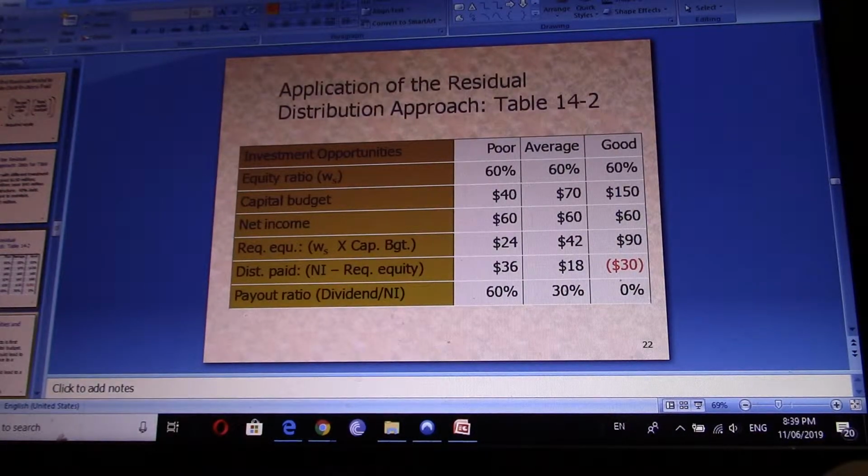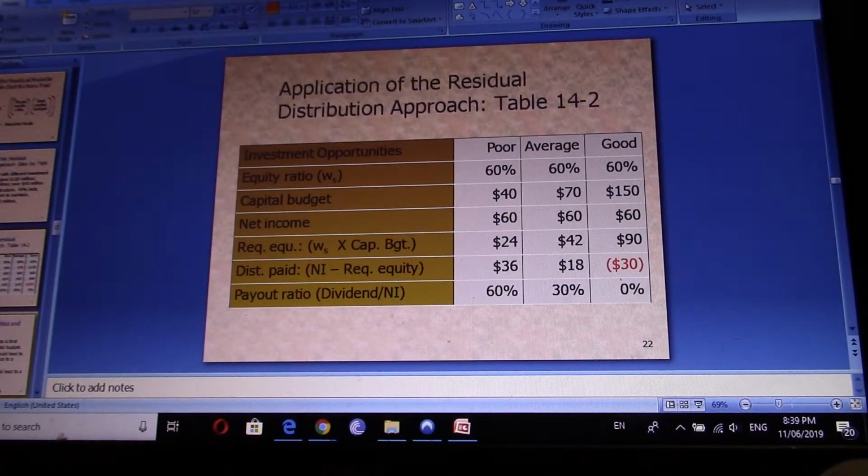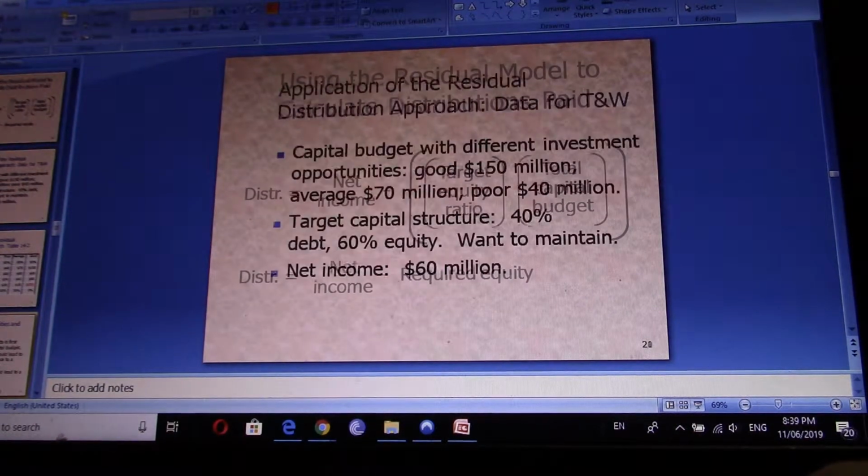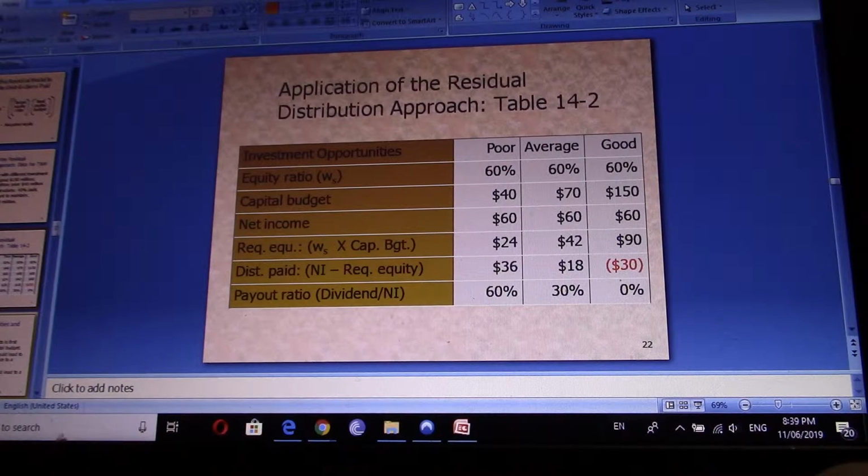When they have high capital budget requirements, they need capital for growth, for investment, for opportunities. So the company would prefer not to pay dividends. Using the equation here, this table is based on that. So the payout ratio is 60% when the opportunities are poor. When the opportunities are strong, the company would rather pay no dividend.